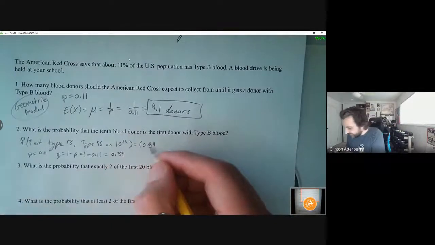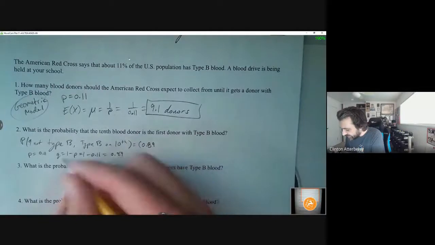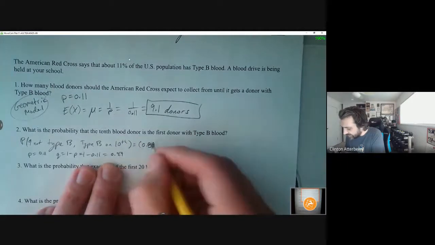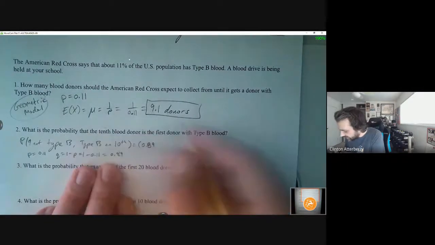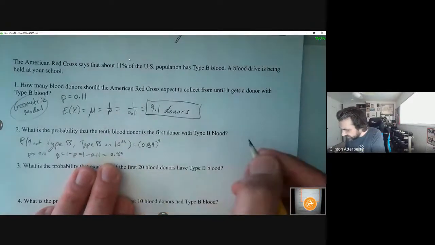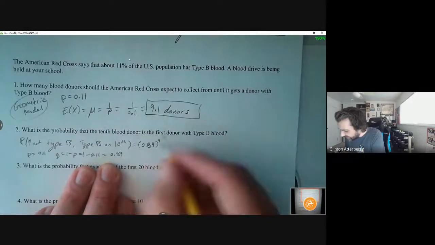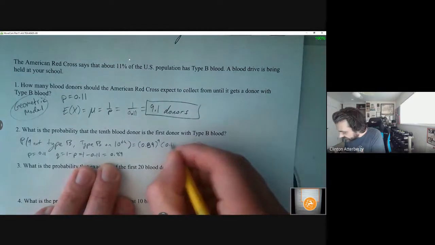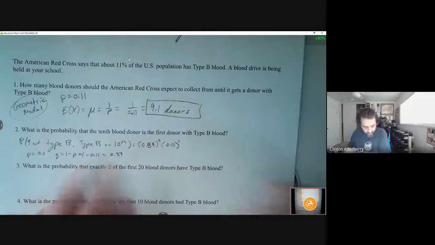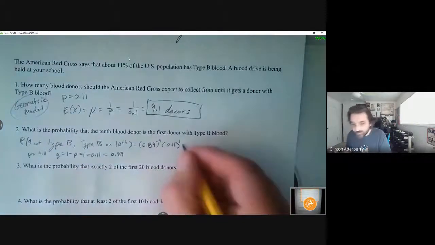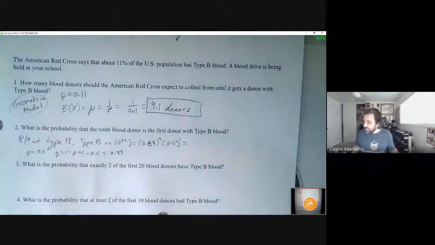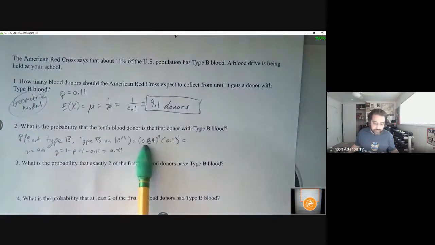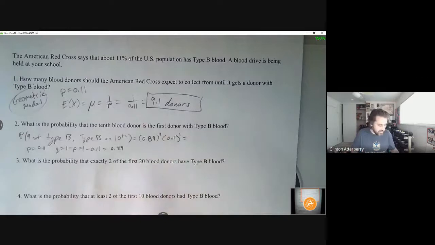Okay, so I calculated this number, my Q. The formula says take Q to the power of 9, because we're going to have 9 in a row. And then the 10th is going to be the one we want. So that's basically to the first power. You don't have to write that first power, but I like to write it sometimes. So once again, you've got 9 in a row that are failures, and then the last one, boop, is that. So I have the answer. I'm just going to triple check it.